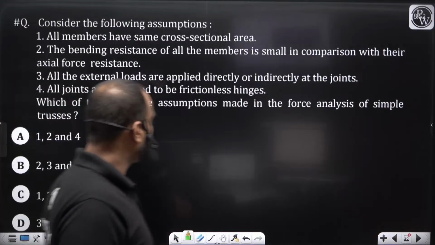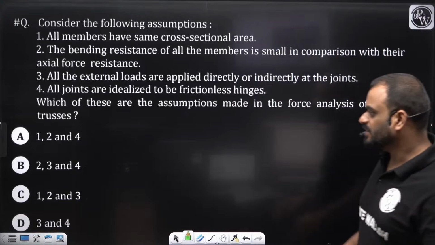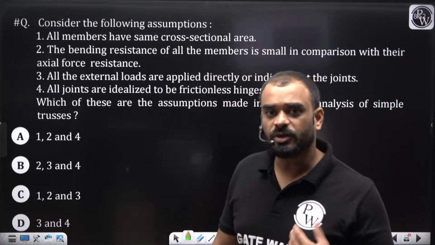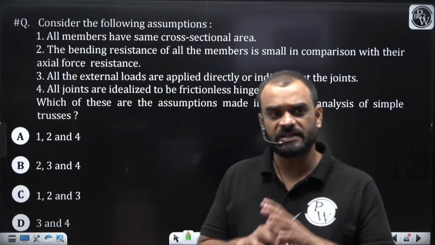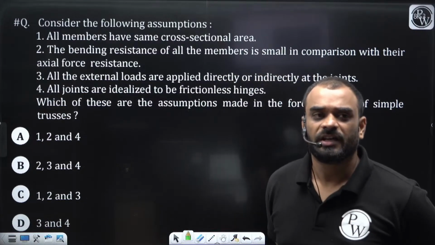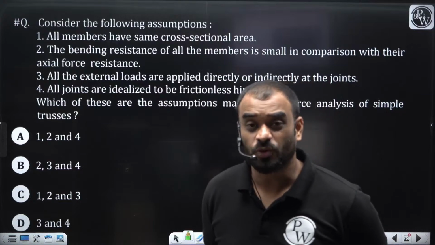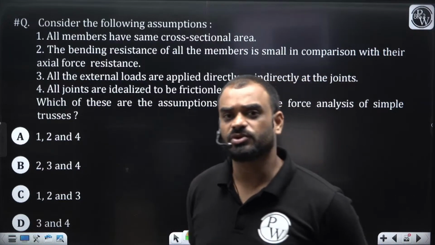Any one of you who can give the answer for this particular question, or any doubt if you have, guys, please mention in the comment. I will try to resolve it. Whatever doubt you have, please write down in the chat box. I will resolve it, right? If you find any difficulty in finding the forces by using the method of section or method of joint, please let me know. I will try to resolve it.